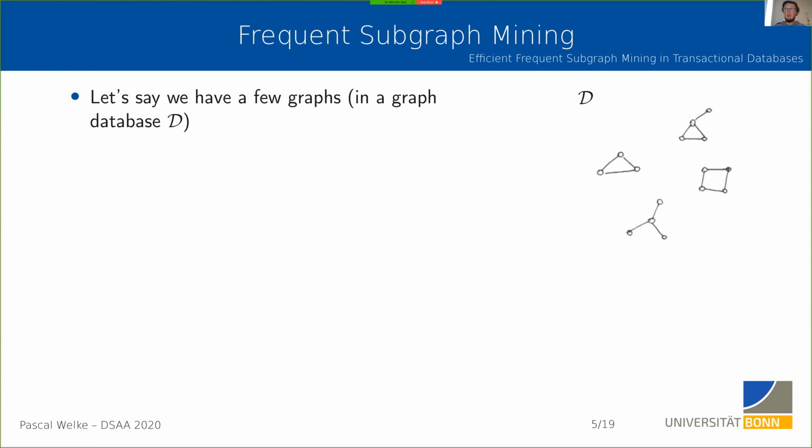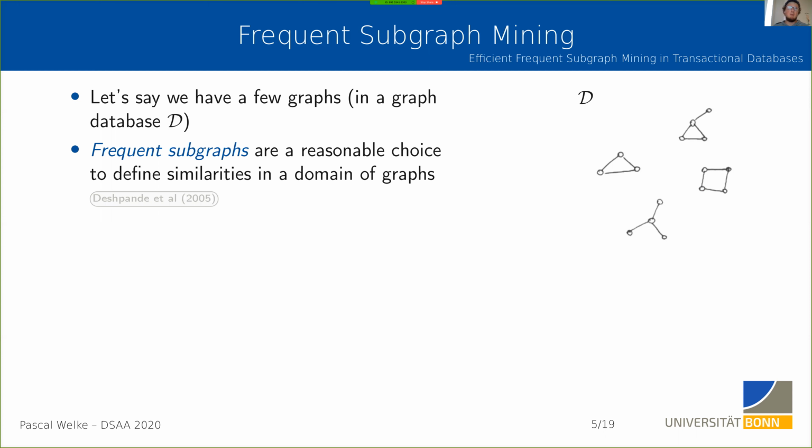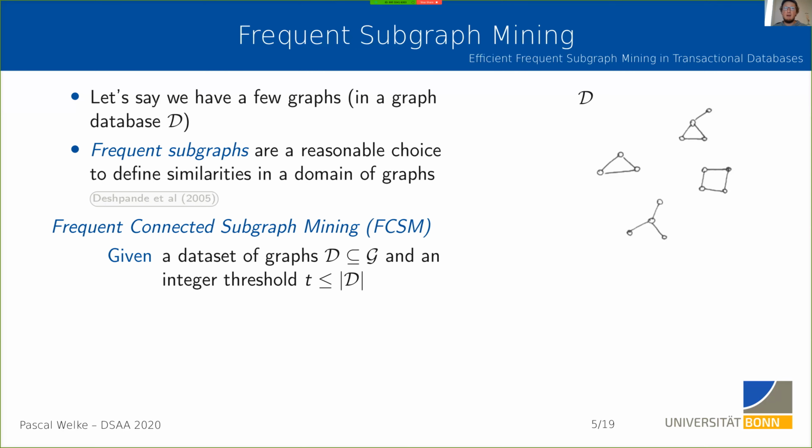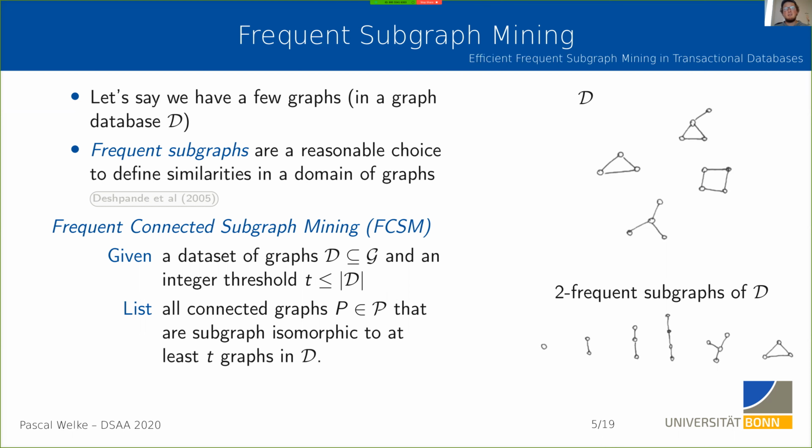So let's say you have a database of graphs, which are called transactions in this case, hence the name transactional databases. Now you want to find the frequent subgraphs. And this is a reasonable choice, for example, to define similarities. And in detail, this is defined as: given a graph database D and an integer threshold T, we are tasked to list all the connected graphs that are subgraph isomorphic to at least T graphs in D.